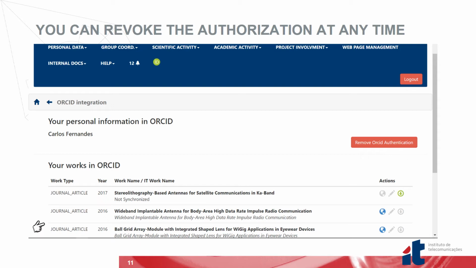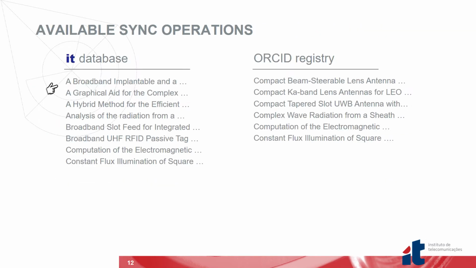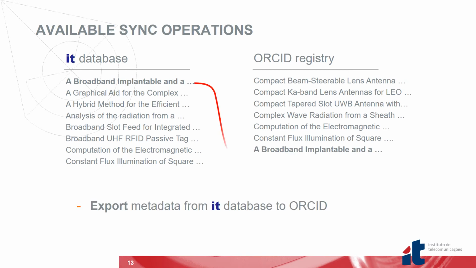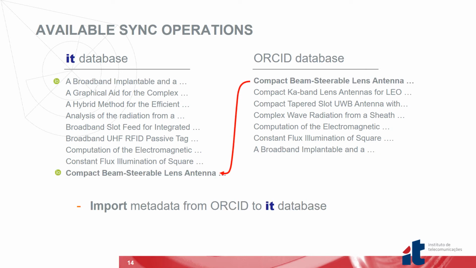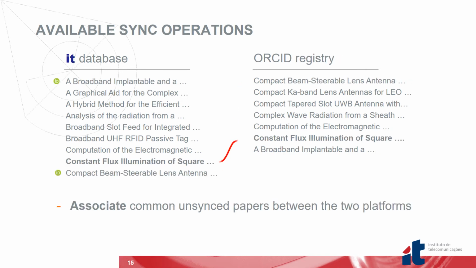The window mirrors now all entries existing in your ORCID registry. For a given set of works registered in the IT database, and another registered at the ORCID registry, it is possible to export metadata from IT database to ORCID, or import from ORCID, or associate, or pair, unsynced entries existing in IT database and ORCID registry. Let's start with the export function.